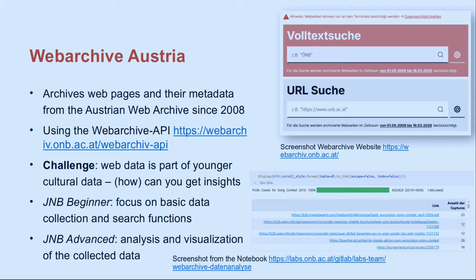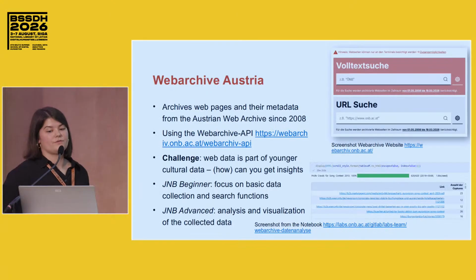Another notebook I want to present is about the web archive we have in Austria. The World Wide Web is part of the cultural heritage, and we, with the Austrian National Library, preserve the online media, so we archive everything in the .at domain and everything related to Austrian websites. So the web archive preserves exactly this.